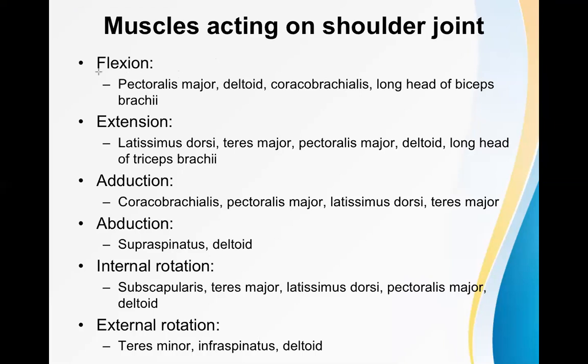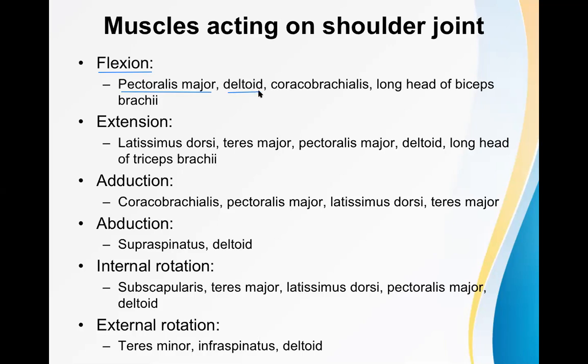The flexion movement, see this. The flexion movement of the shoulder joint, the important muscle is pectoralis major. This is a major muscle which is present on our chest. So this is responsible for flexion of the shoulder joint. Deltoid is also responsible, but deltoid is mainly responsible for abduction rather than flexion.